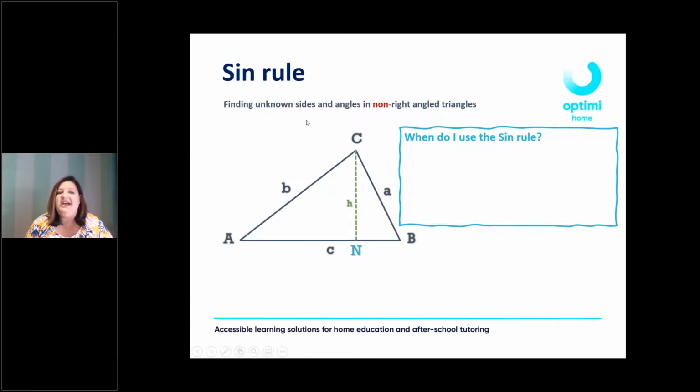Right, when can I use and when do I use my sin rule? So we said when I have unknown sides and angles, but it's very broad. You know, when should I use the sin rule? When should I use the cos rule? So in this case, let's just check.